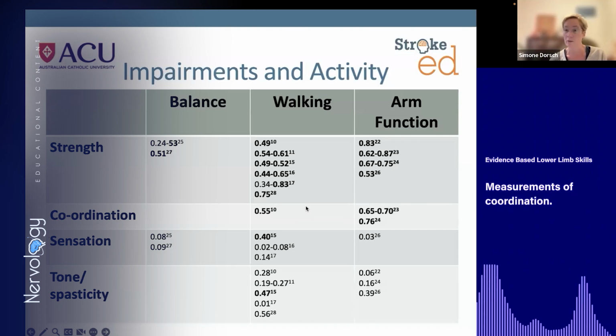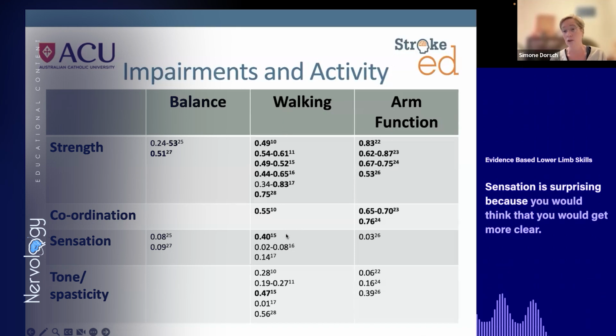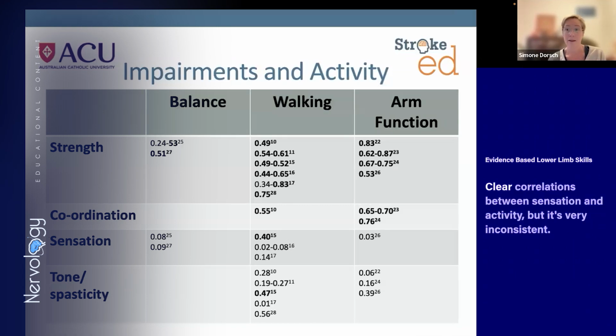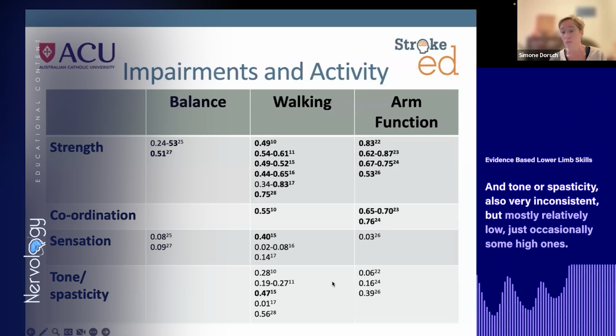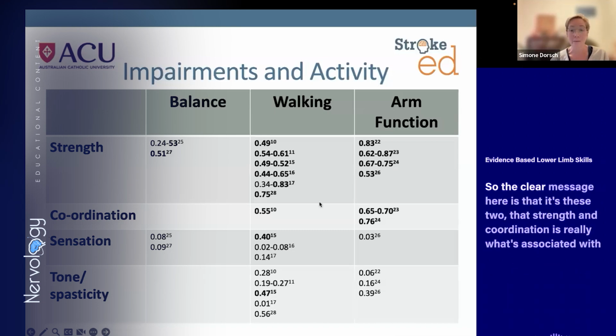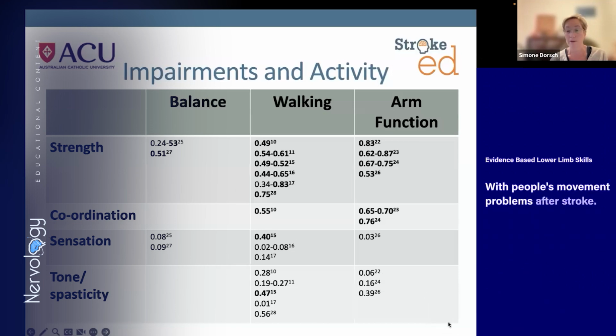Measurements of coordination also give high correlations between coordination and activity. Sensation is surprising, because you would think that you would get more clear correlations between sensation and activity, but it's very inconsistent. And tone or spasticity, also very inconsistent, but mostly relatively low, just occasionally some high ones. So the clear message here is that it's these two. It's strength and coordination that is really what's associated with people's movement problems after stroke.